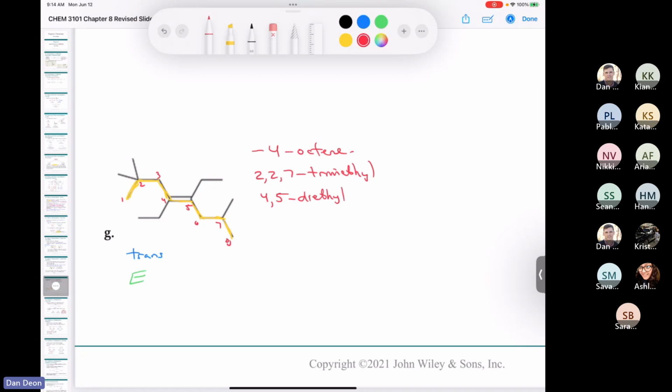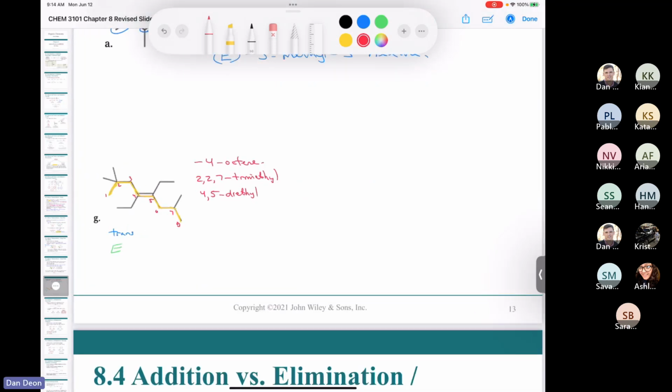So now we're going to put it all in order. And so when we put this together in a big nomenclature sandwich, we get trans 4,5 diethyl 2,2,7 trimethyl. And then 4-octene. All right.